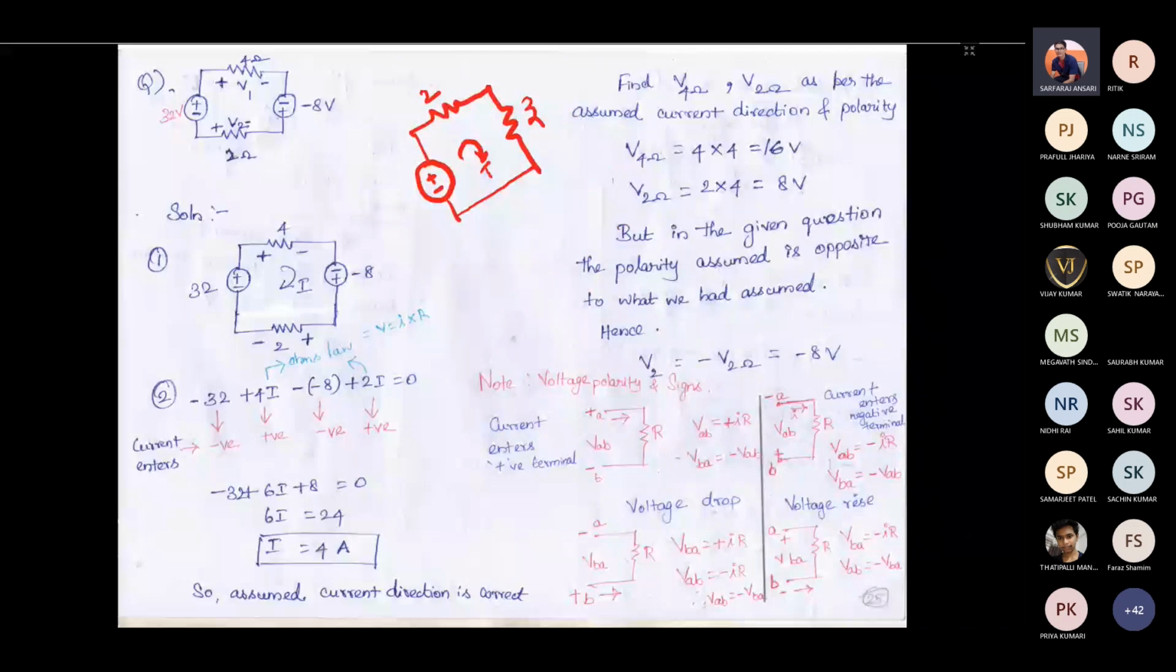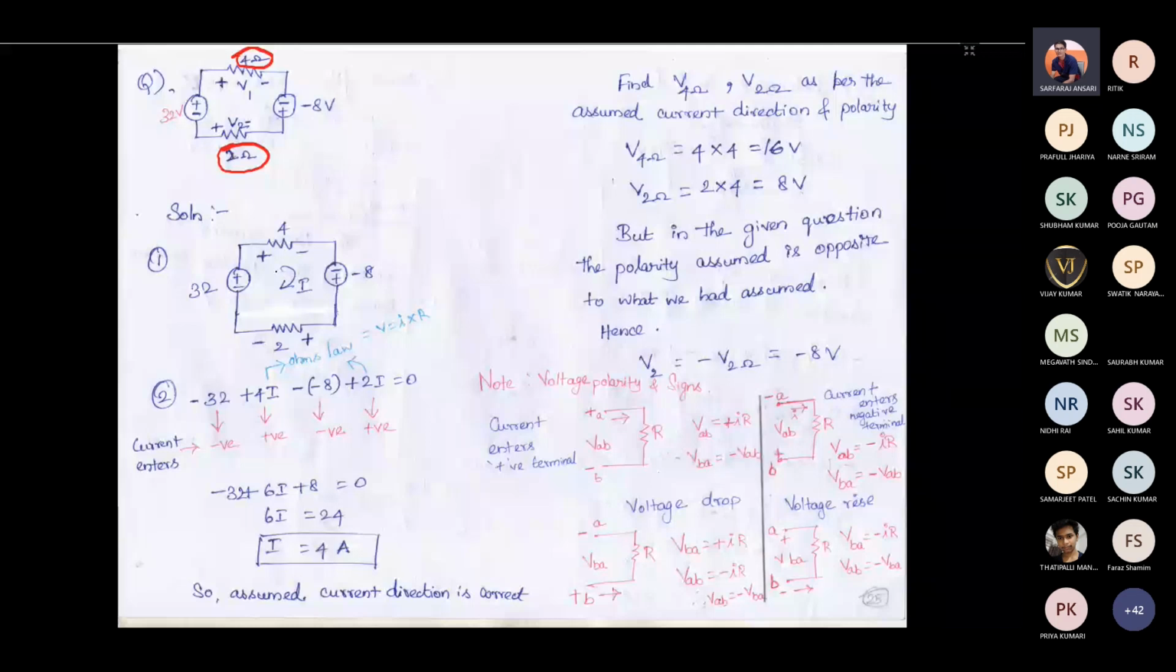So this is the problem. In the problem, they have given the polarities for finding the voltage V1, and this is V2. This is the voltage across this 2 ohm resistor. This is the voltage across the 4 ohm resistor. Now, based on our earlier understanding, we are finding the current. How are we finding the current? We are assuming the current direction in this fashion, that is the clockwise manner.